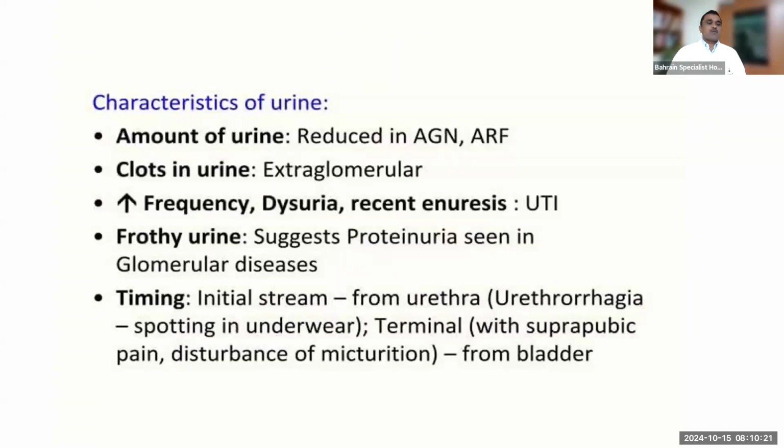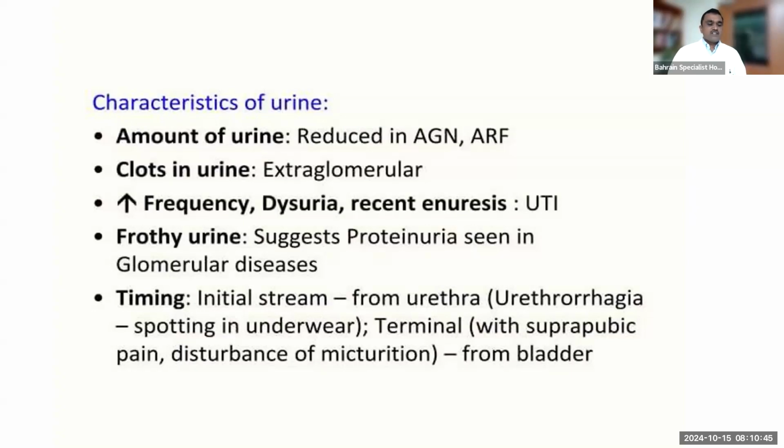And in the history, you have to ask about the characteristics of urine, like the amount of urine, whether it is reduced. It can be reduced in acute glomerulonephritis or acute renal failure. If you see clots in the urine, it is because of an extraglomerular cause. If there is increased frequency, dysuria, recent anuria, you have to think about urinary tract infections. If there is frothy urine, it suggests proteinuria, which is seen more in glomerular diseases.